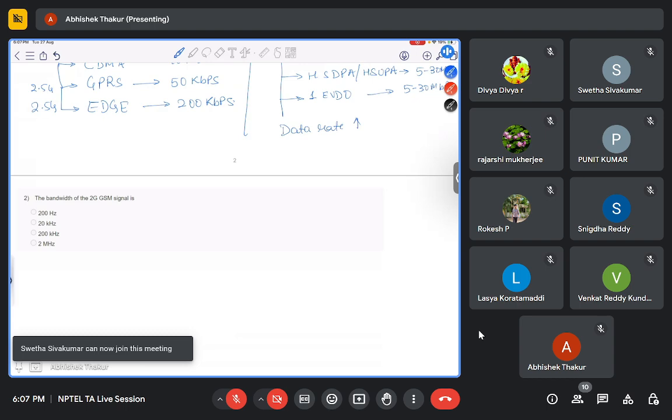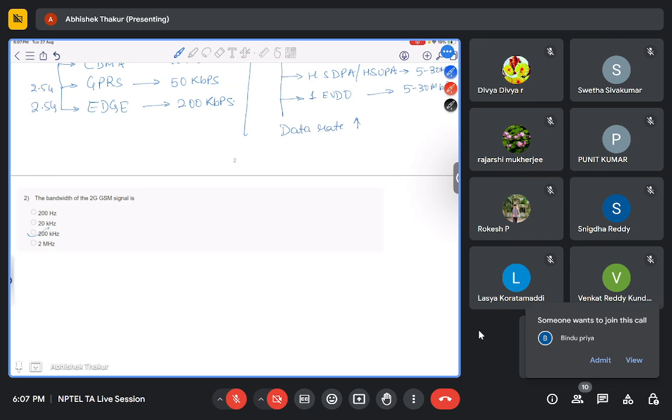Now we'll move on to the second question. The bandwidth of a 2G GSM signal is. For 2G, the bandwidth was 200 kilohertz, so option C is the correct answer. We'll move on to the next question.